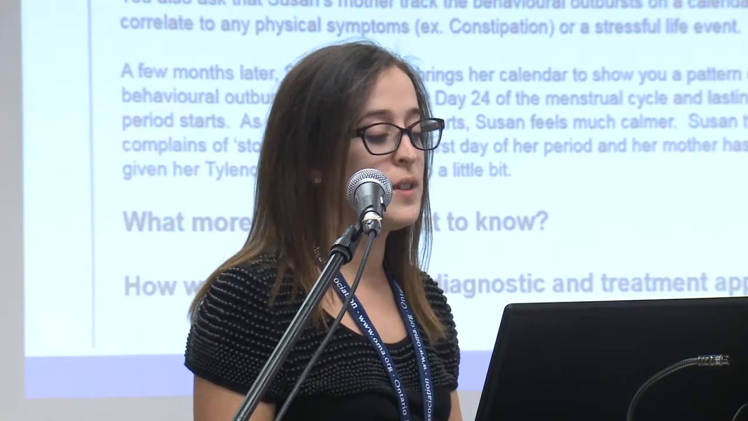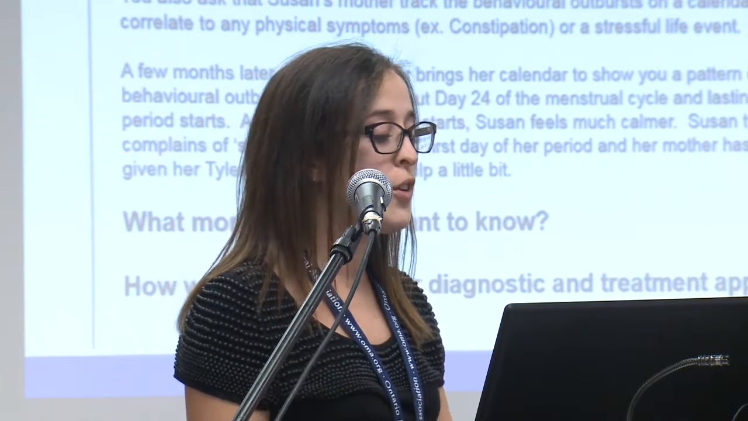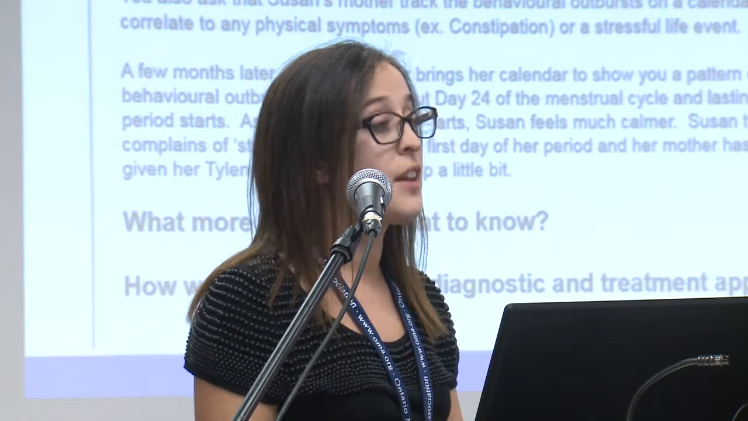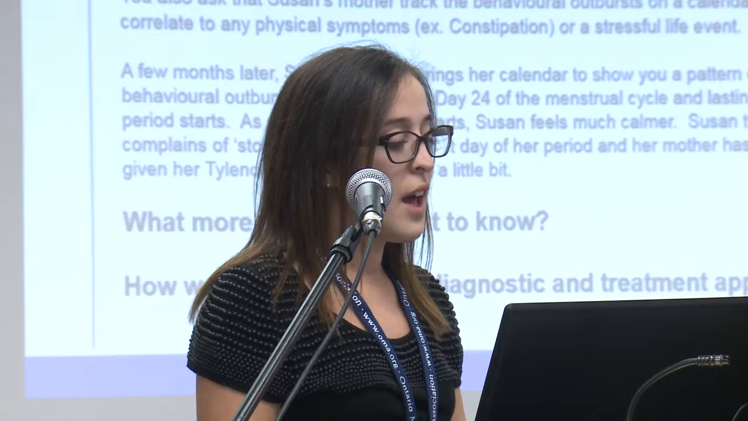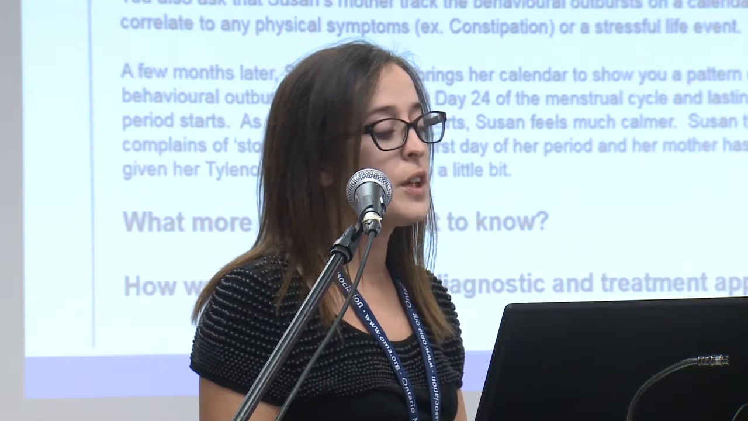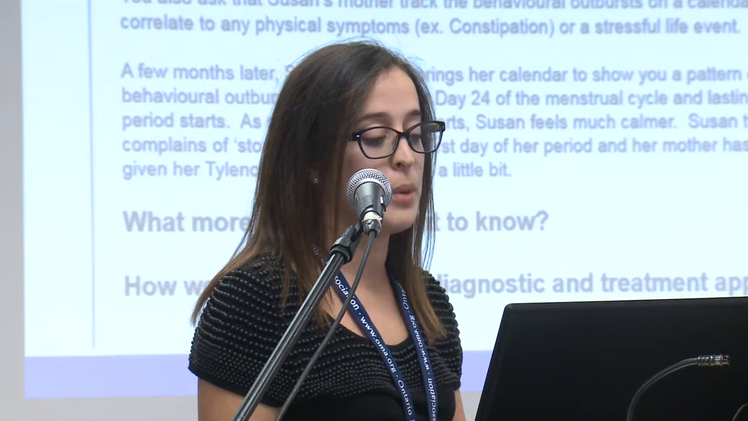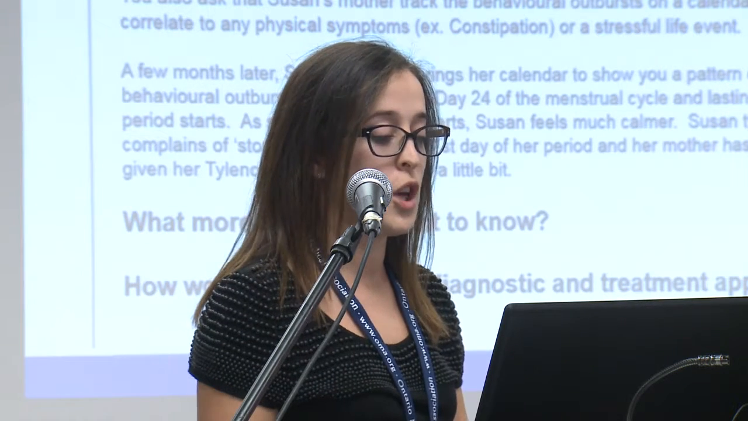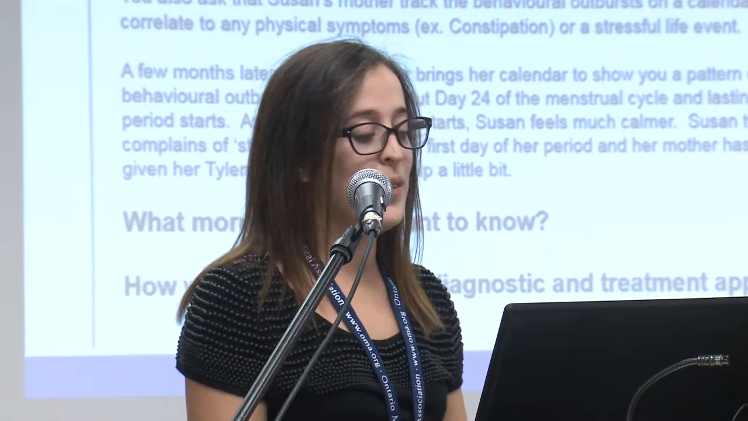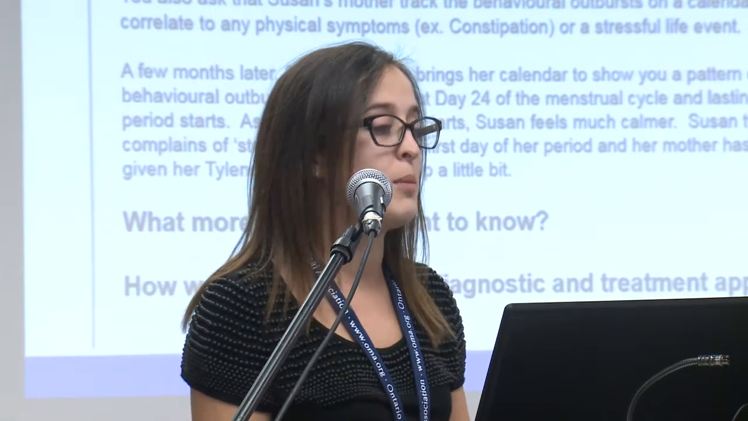A few months later, Susan's mother brings her calendar to show you a pattern of behavioral outbursts that occur about day 24 of the menstrual cycle and last until her period starts. As soon as her period starts, Susan feels much calmer. Susan typically complains of stomach cramps for the first days of her period, and her mother has always been giving her Tylenol, which seems to help a little bit. What other information would you want to know, and how would this alter your diagnostic, treatment, and approach?